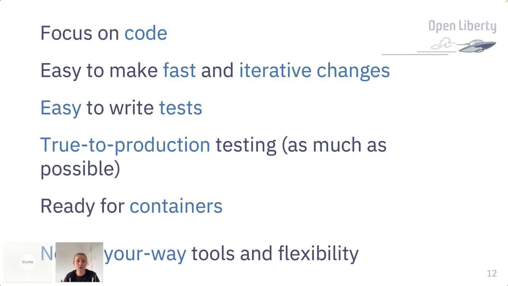OpenLiberty can be a fantastic tool to use to make cloud-native applications, really because it allows you as developers to focus on the code instead of having to worry about integration with the open source technologies and specifications. It enables you to have really fast and iterative changes through some of its tools and features. It enables really effective testing. It's ready for containers, and it's a really nice modular runtime. So you just add what you need, making that memory footprint nice and small so you can be effective in terms of cost in the cloud while still having high throughput. So a really great tool to make use of. So that's what we're going to be utilizing today.